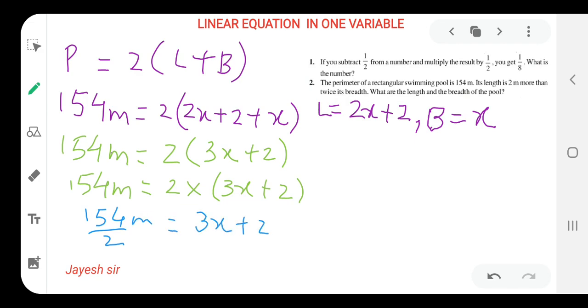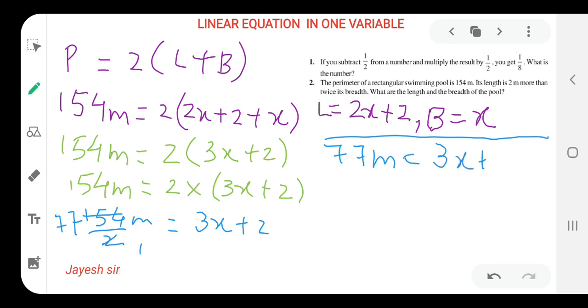Afterwards we can just cancel 154 by 2. So let's cancel it. 2 ones are 2, 7 twos are 14, and 7 twos again. So what we have got? 77 meter is equal to 3x plus 2. We are getting 77 meter equals to 3x plus 2.